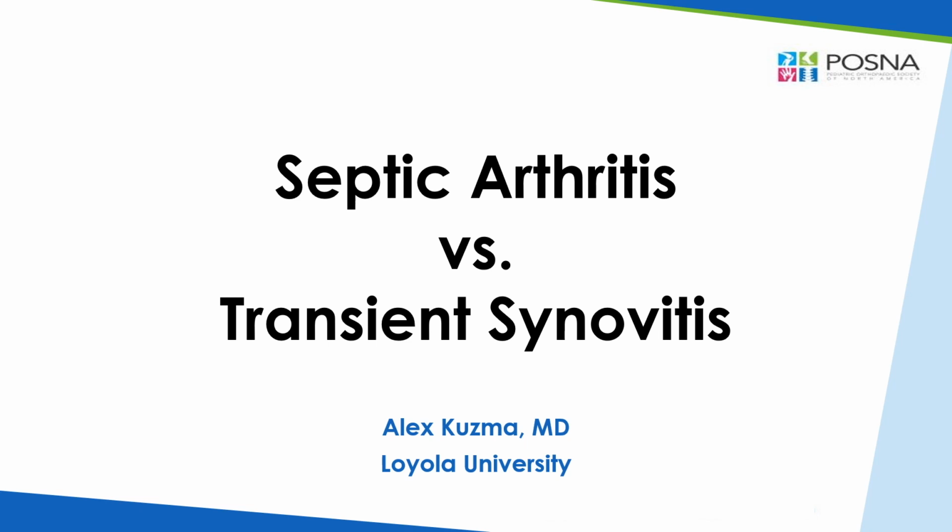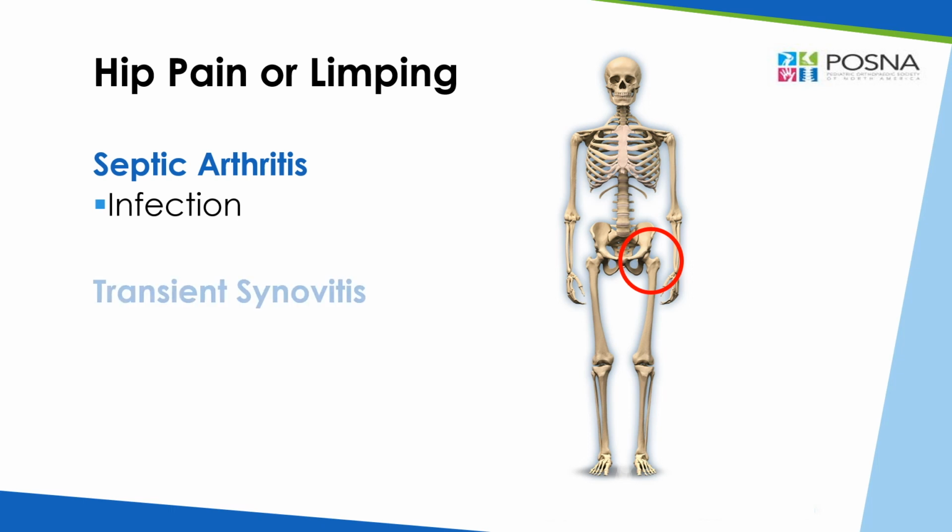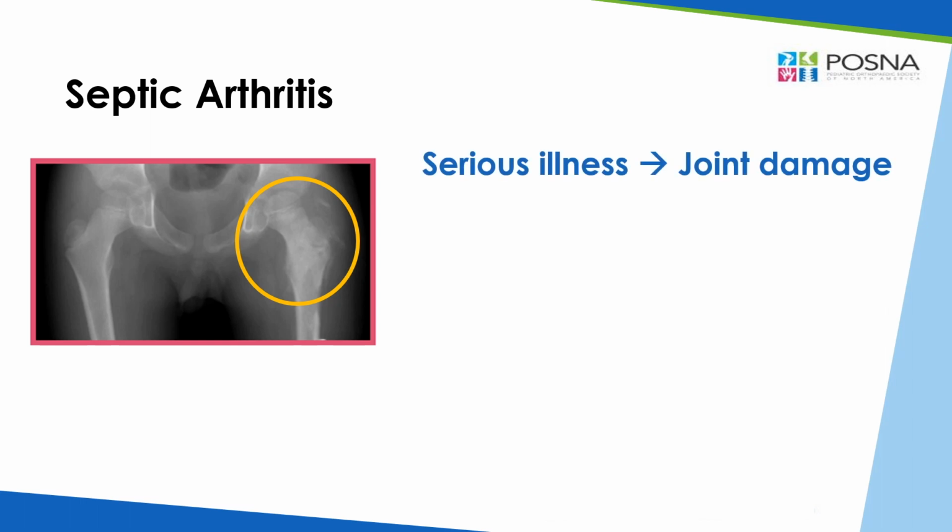I'm here to talk to you about septic arthritis versus transient synovitis. Children often develop hip pain for no apparent reason. When this happens, your doctor needs to distinguish between two important causes: septic arthritis, in other words, an infection of the hip joint, versus transient synovitis, also known as toxic synovitis, in other words, an inflammation of the hip joint without an infection.